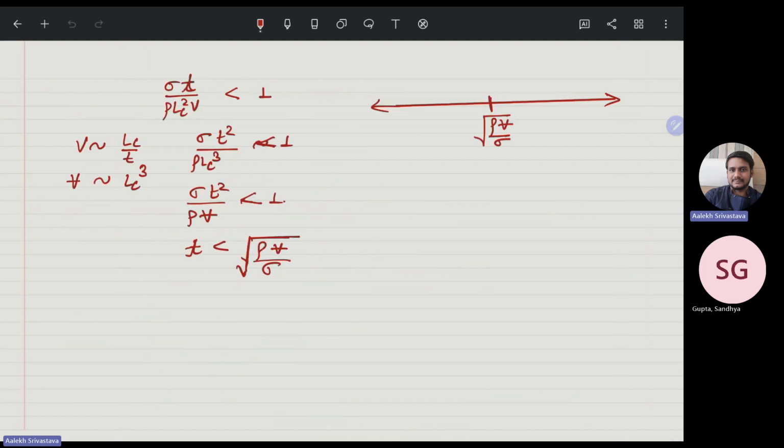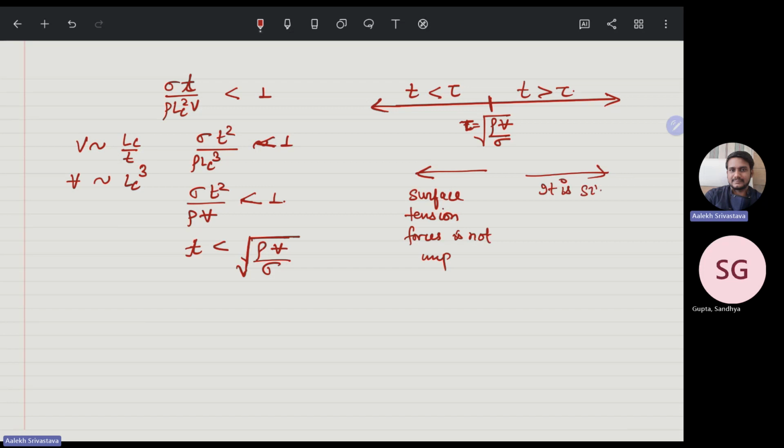So this term is less than this term, and this is greater than. Now what happens is, I think I should write T less than tau and T greater than tau. For this side, surface tension force is not important. And for this side, it is significant in comparison to the inertial term.